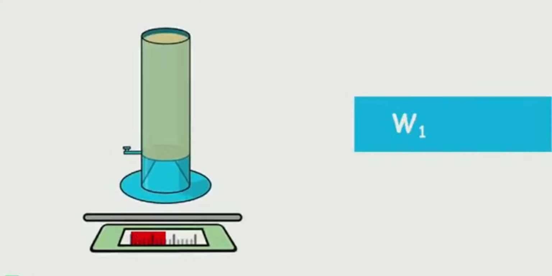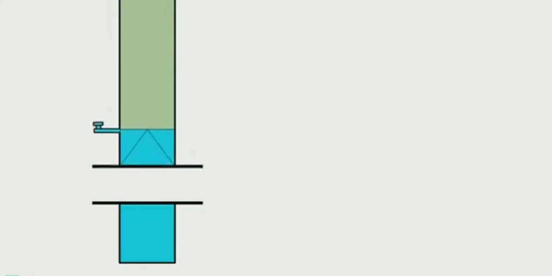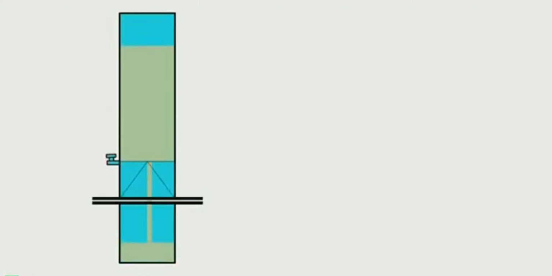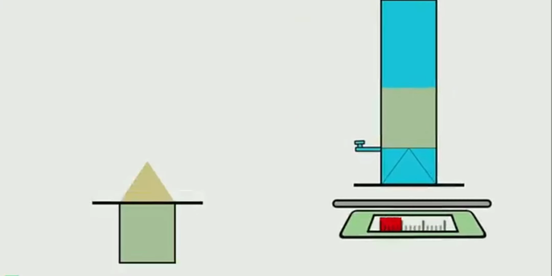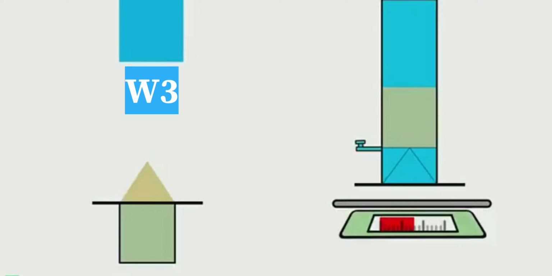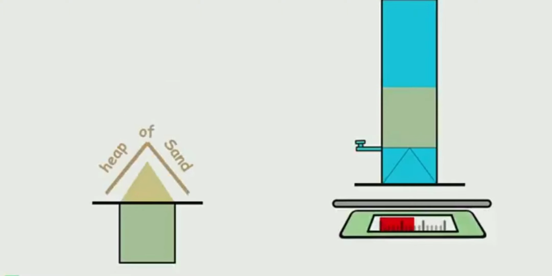Then we put the sand pouring cylinder over the calibrating container and open the shutter so as to let the sand fall in and fill the container completely. Close the shutter and remove the cylinder. Now take the weight of this cylinder with the remaining sand and note down weight W3. We will notice a cone-type heap of sand has been made over the calibrating container.